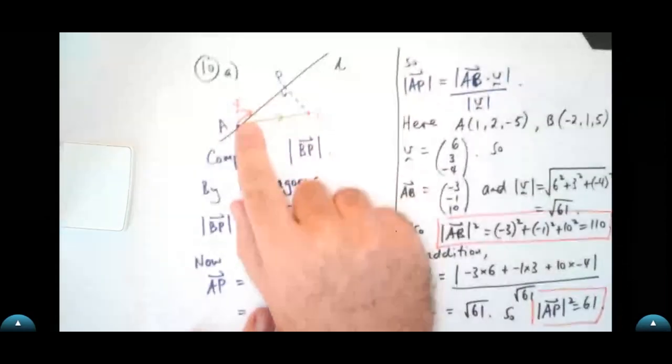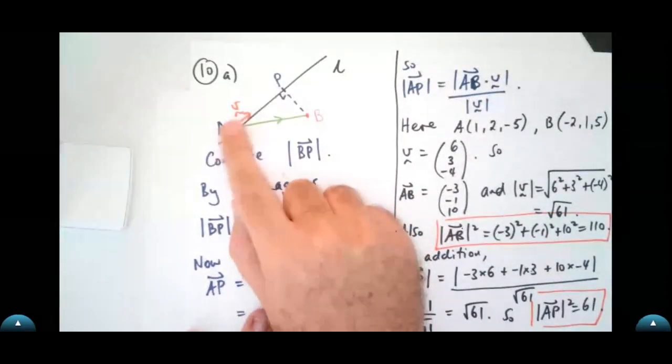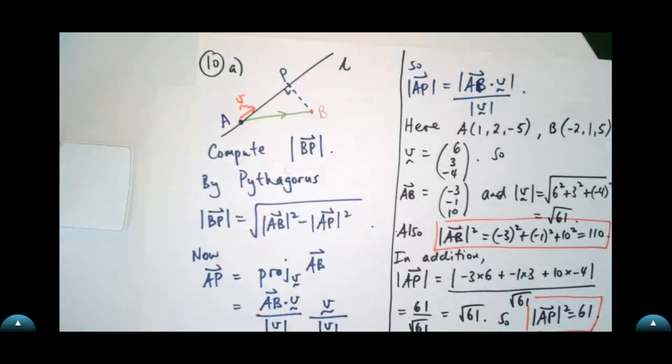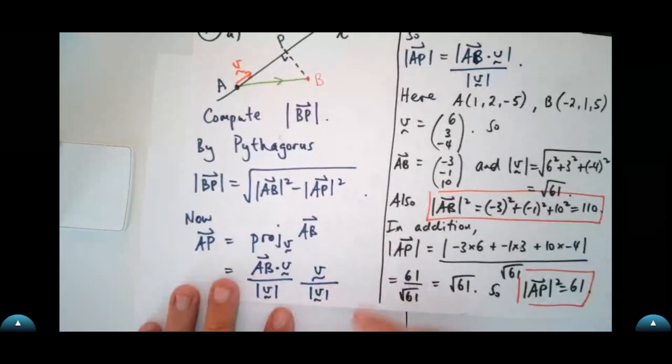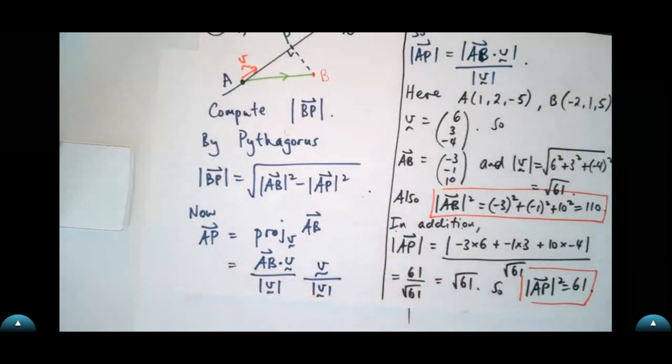So let's say the vector v was pointing in the other direction, okay? You'd still get the same answer, okay? Because it gets balanced out with the dot product, okay? All you really want is the length there.